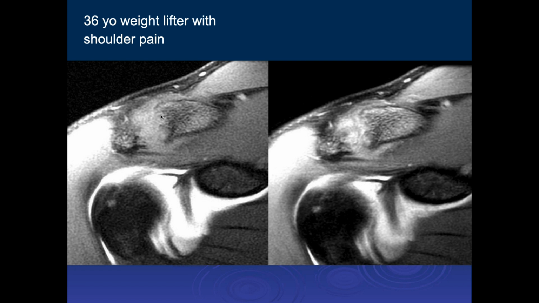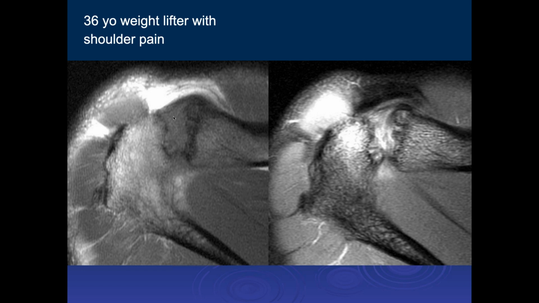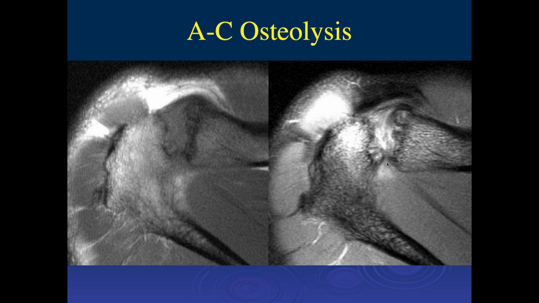And as you know, on plain films, if you have multiple repetitive injuries, you can actually erode the distal end of the clavicle, and you can get indistinctness of the distal end of the clavicle on plain films. Plain film findings are very late. We can see that much earlier on MR examination. And here again, we can see the marked irregularity of the articulating surfaces of both the distal clavicle and acromion. And this is very typical of repetitive trauma to the AC joint. So this is what AC osteolysis looks like. And we can see this far earlier on an MR scan than you can on a plain radiograph.